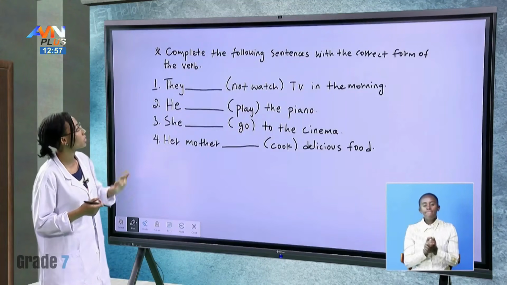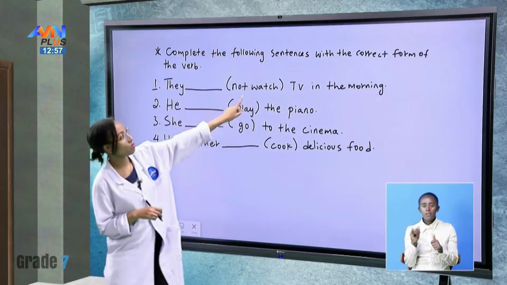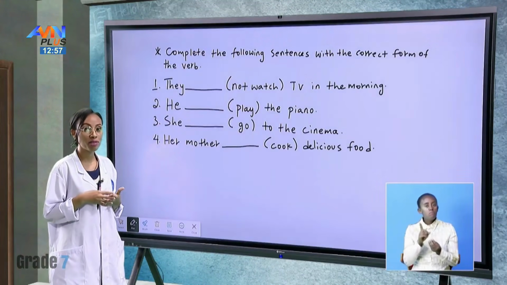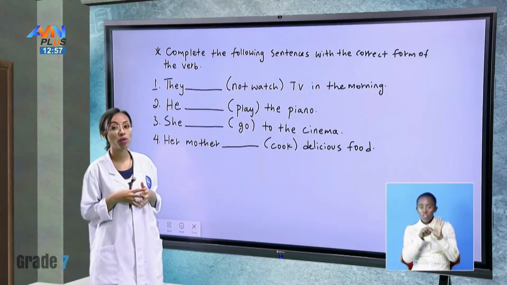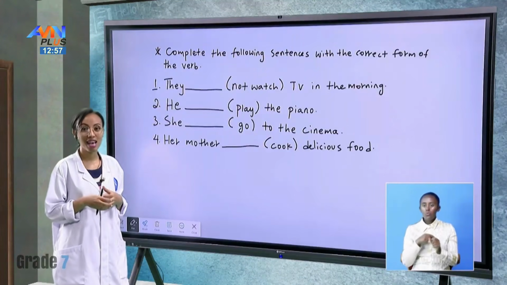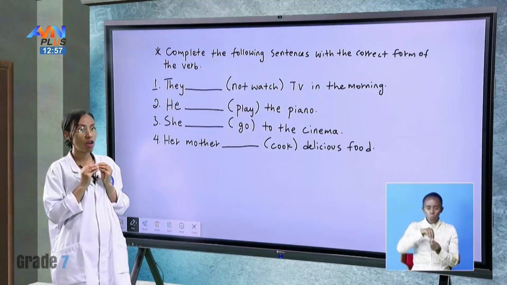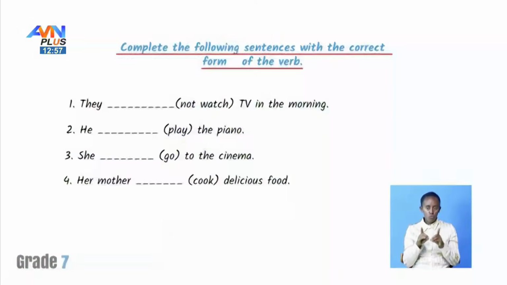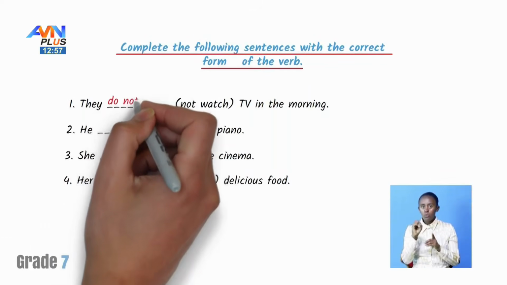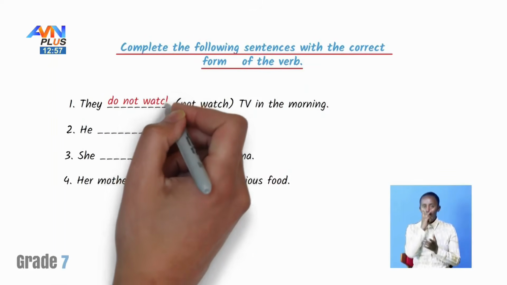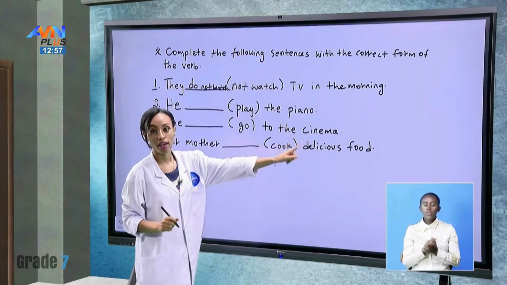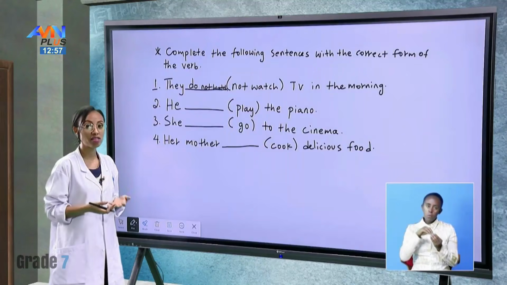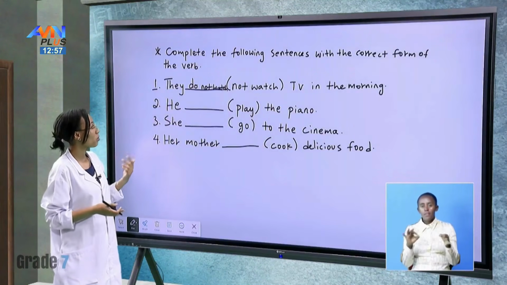The first one: they not watch TV in the morning. So what do we add here? Earlier we said when we are negating a sentence in the simple present, we add something. What did we say? We add the verb to do. So they do not watch TV in the morning. So we have added do and we have negated this sentence. Okay, what about the second one?